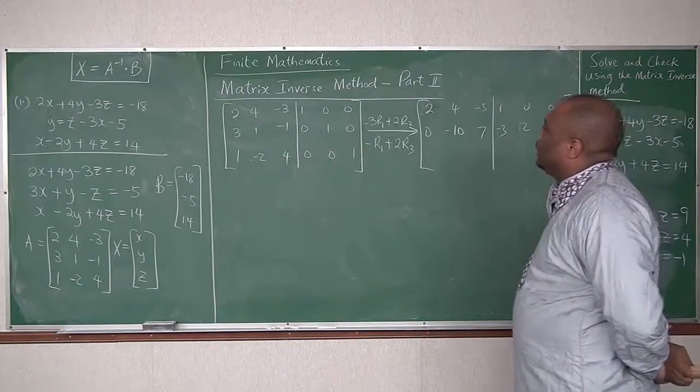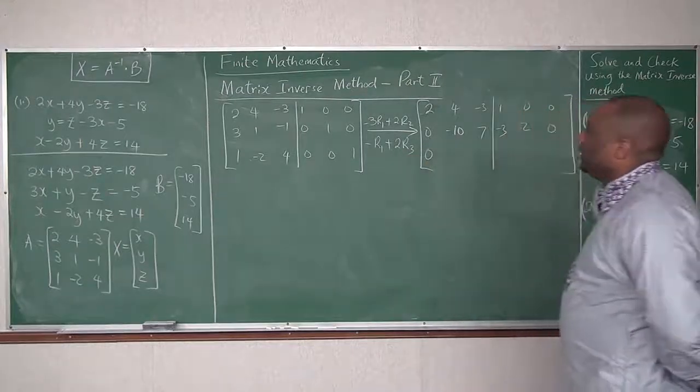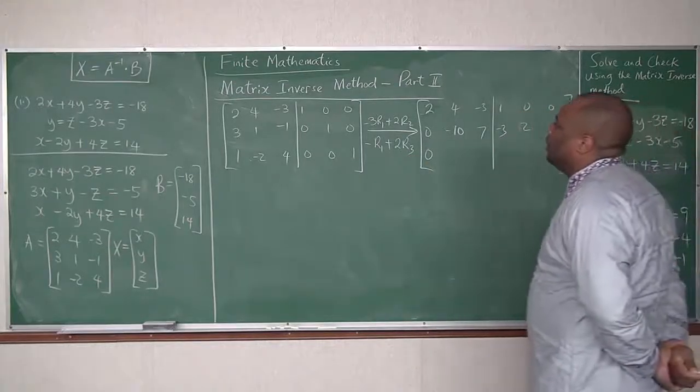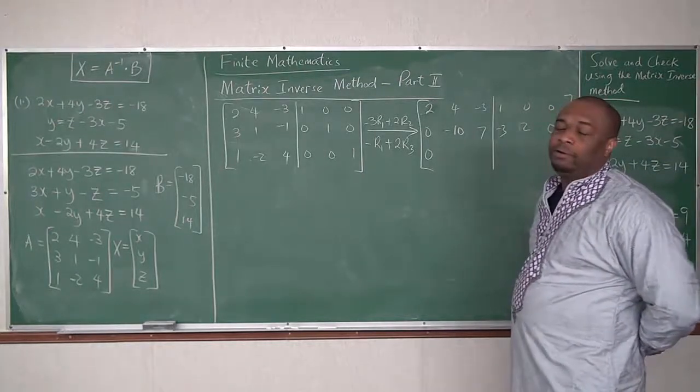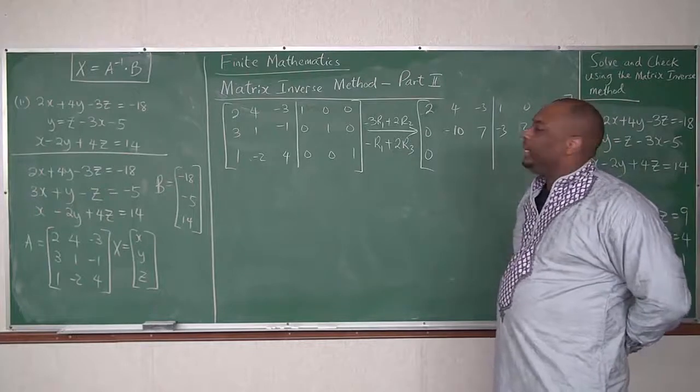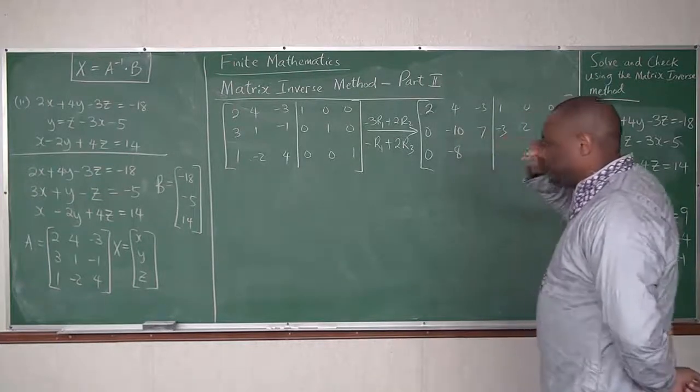Then negative 2 plus 2 is 0 for R3. 2 times negative 4 is negative 8. Minus 4 is minus 8.